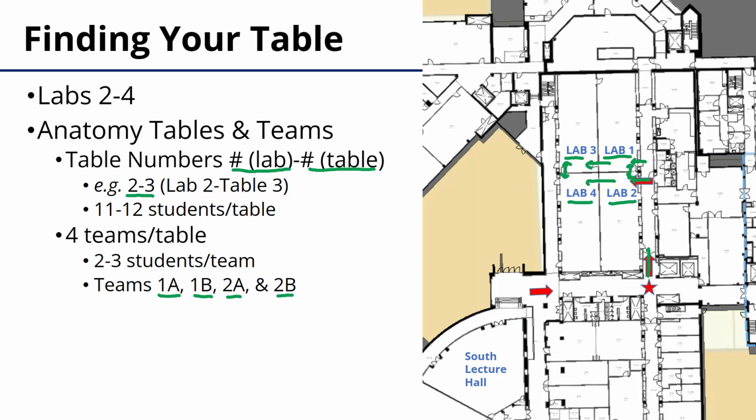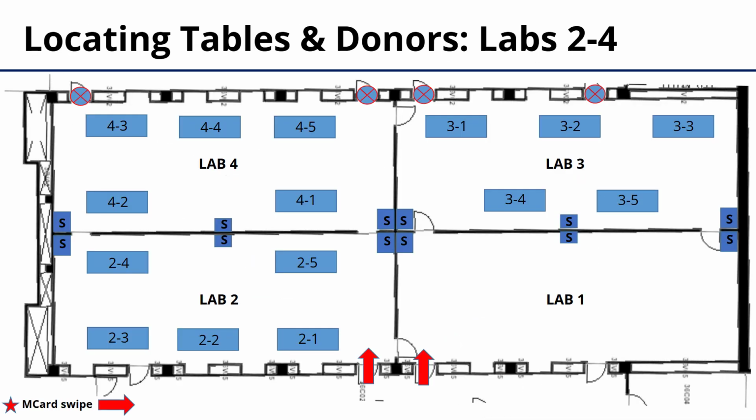So given your table number, first one is the lab number, second one is the table number, you will have to find your donor table. And we've made a simple schema like this. So we have rotated this 90 degrees. You'll have entered in through the M card swipe and either into Lab 2 or Lab 1, where you can then move into Lab 4 or Lab 3. And this is the basic schema.